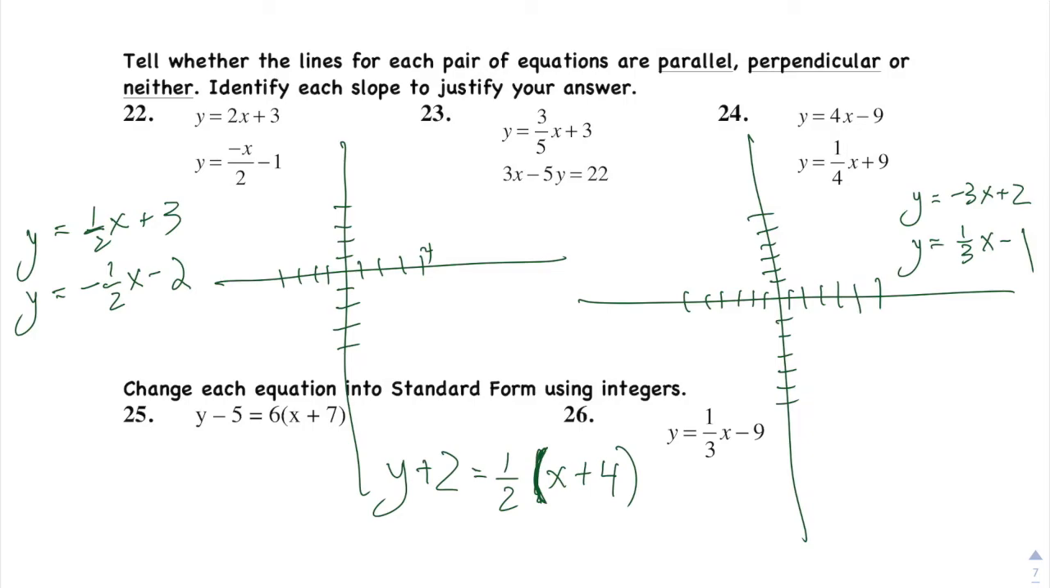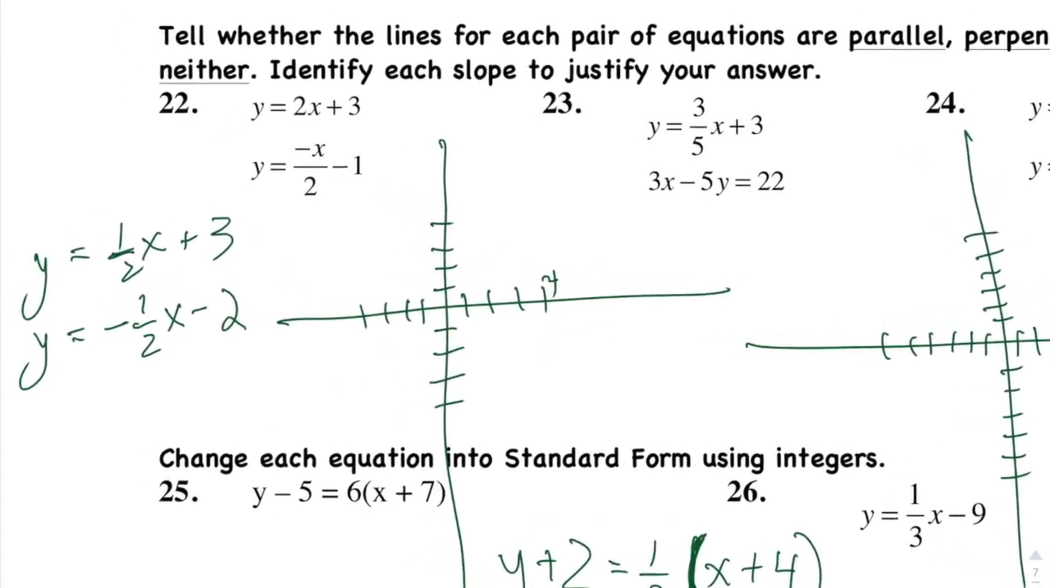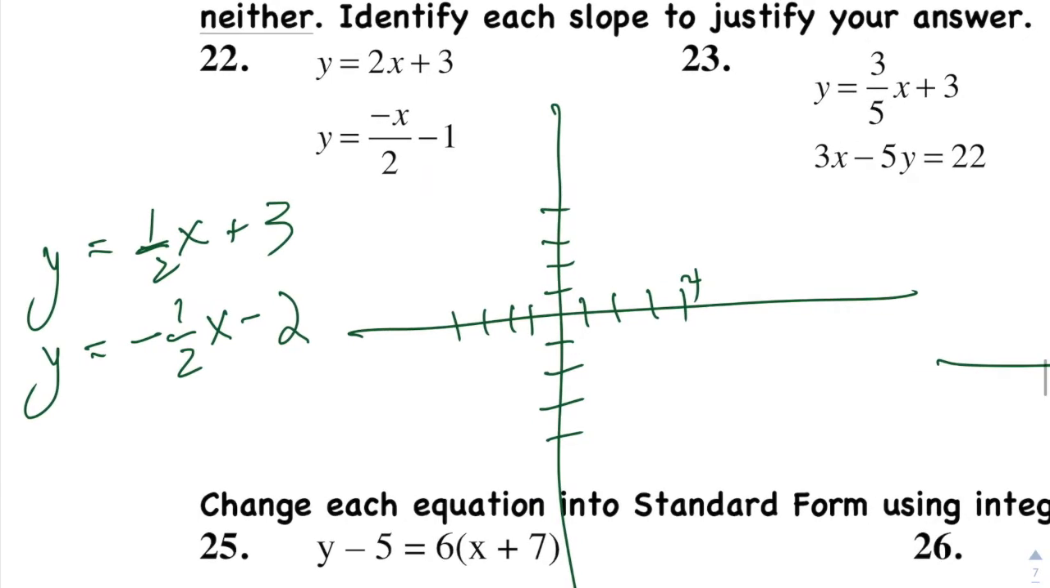Okay, this is really similar. Tell whether the lines are parallel, perpendicular, or neither. At least we have some groundwork. If I graph this first line, half x plus 3, 1, 2, 3, rise of 1. Rise of 1, run of 2. Okay, or I go down 1 and left 2. Either way, we've got a line that looks a little something like this.